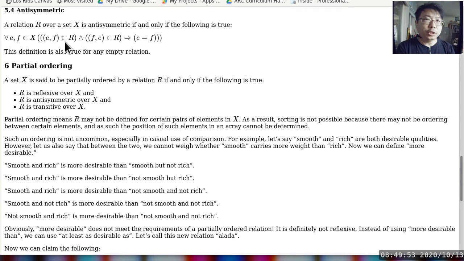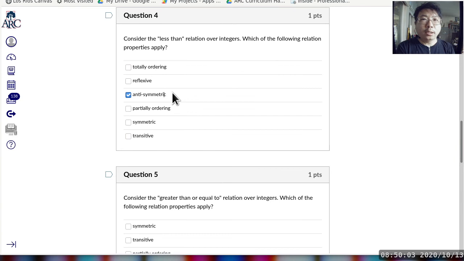Okay, if this conjunction is always false, that means the antecedent for the left-hand side of the implication is always false, which means the implication itself is always true. That is why it is anti-symmetric. We already know it's not partially ordered, so let's look at symmetry here.